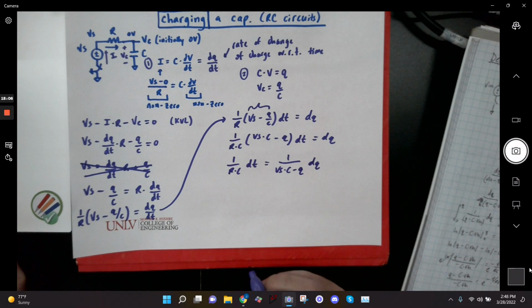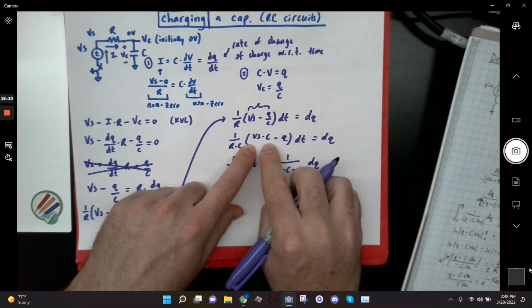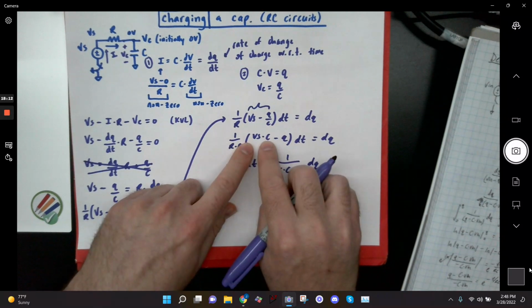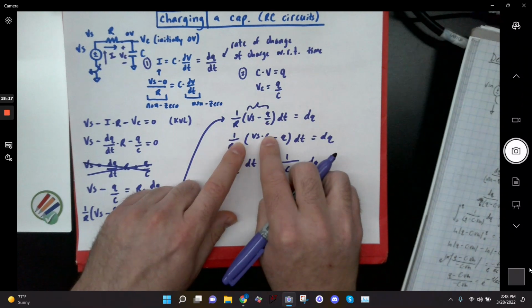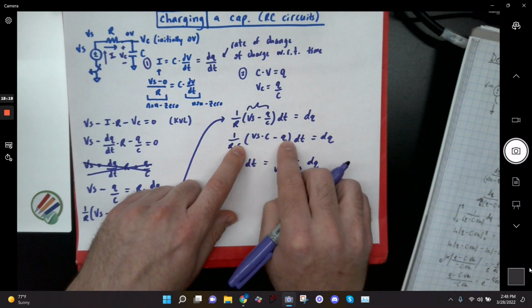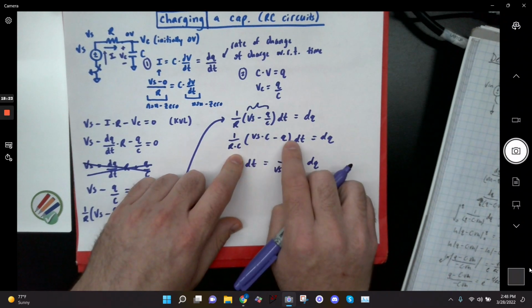The c is supposed to be on the bottom. Did I do something? Did anybody see any problems here? So I pulled out a 1 over c from this Vs, but there was no c there, so I had to put a c in so that c over c would give me a 1. And then from this I pulled out a c, so now if I were to multiply that back in, that'd be q over c, right?